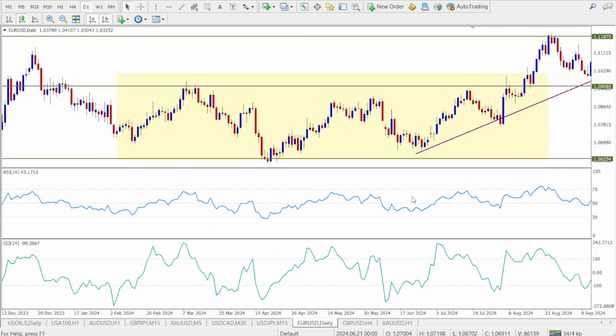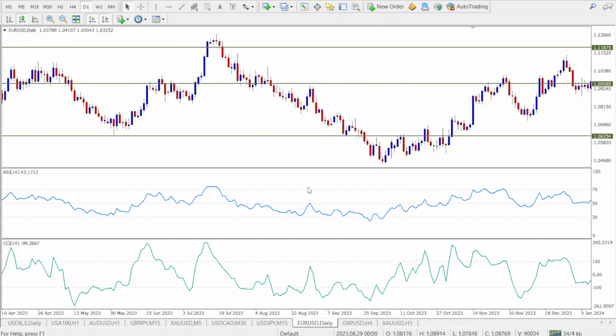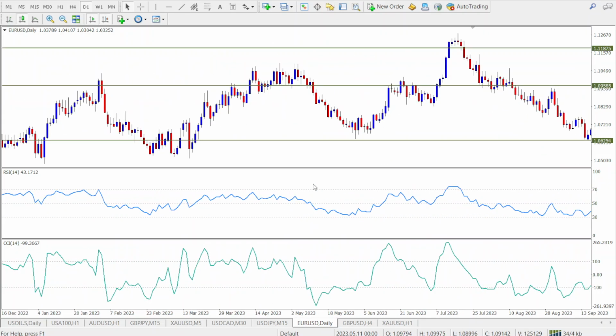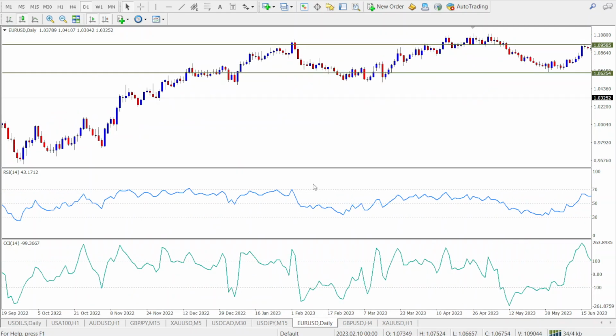All right, so it's great in ranging markets. Then the CCI is great for identifying strong trends and breakouts when the markets are moving fast. For the CCI, it's really effective in fast moving markets, and you can use it to identify strong trends and breakouts.